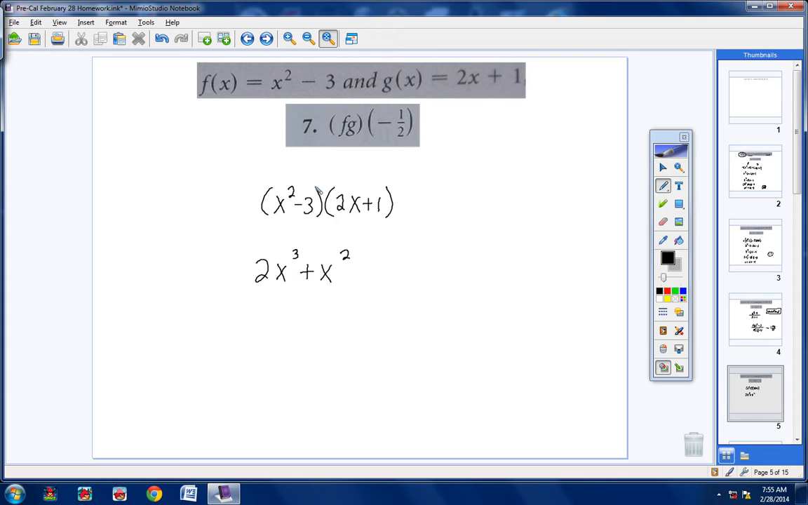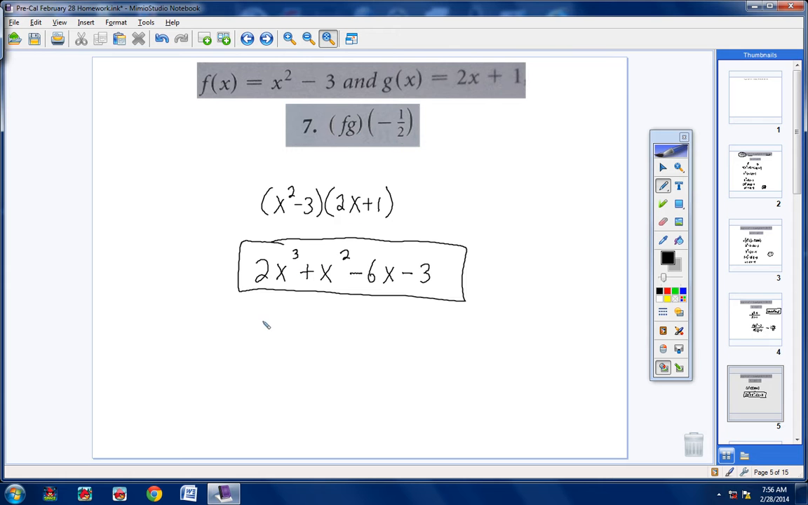Now, let's take our negative 3 and let's multiply it through, okay? Negative 3 times 2x is negative 6x. Negative 3 times 1 is negative 3. And now let's combine like terms. Well, you know what? There are no like terms. There's only one x cubed, there's only one x squared, there's only one x, there's only one constant term. So this is not my answer, but that is a successful simplification of f times g.